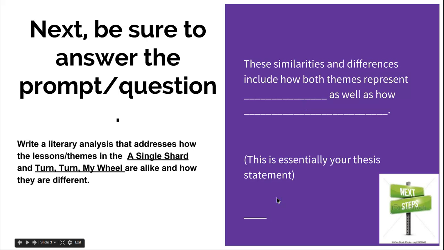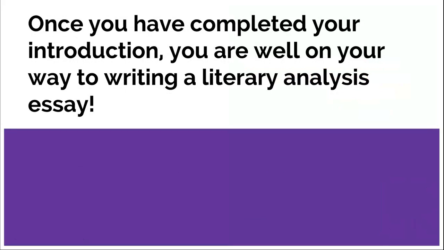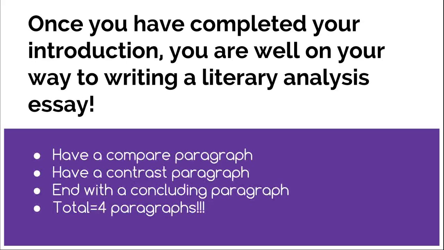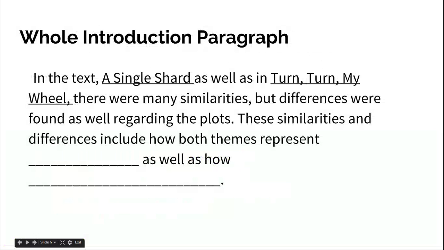So you first have the titles of your texts in your first sentence, and then your second sentence is answering the prompt or the question, which in this case is addressing the theme of both texts. Once you've completed your introduction, you are well on your way to writing a literary analysis essay. Your next paragraph will be a compare paragraph, then a contrast paragraph, and then you end with a concluding paragraph, which gives you a total of 4 paragraphs in your literary analysis.